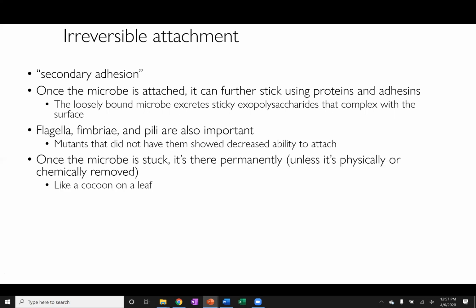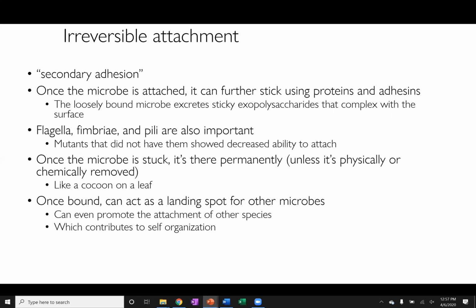But ultimately, once the microbe is stuck, it's there permanently, unless it's physically or chemically removed. So you can think of when you brush your teeth, you're physically removing biofilms from your teeth. And then finally, once it's bound, it can act as a landing spot for other microbes. It can actually promote the attachment of other species, which will ultimately contribute to self-organization.